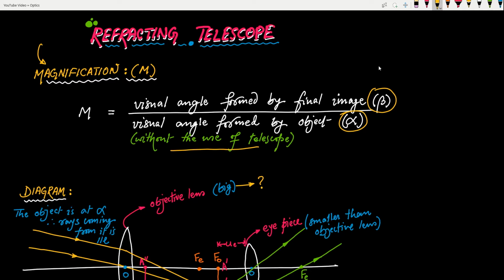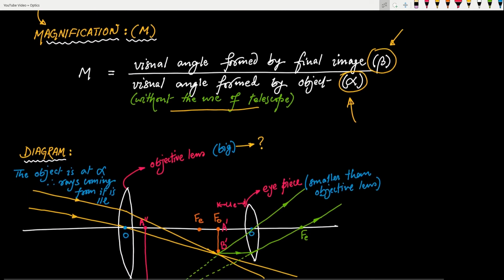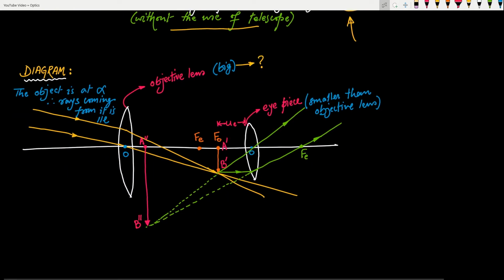In the earlier case, the object was very small, so we can bring the object closer to our eye, that is 25 centimeter, and then we use to find visual angle found by the object without the use of microscope. I hope this much is clear. So we got alpha and we got beta. Once this concept is clear, now let's look into the diagram of refracting telescope. Now this is the diagram.